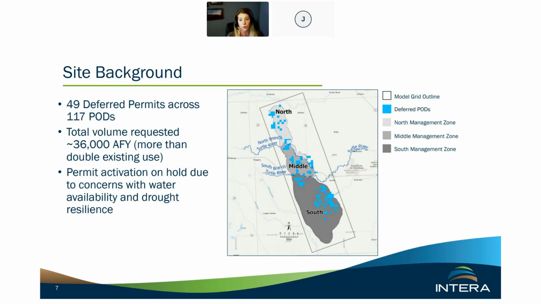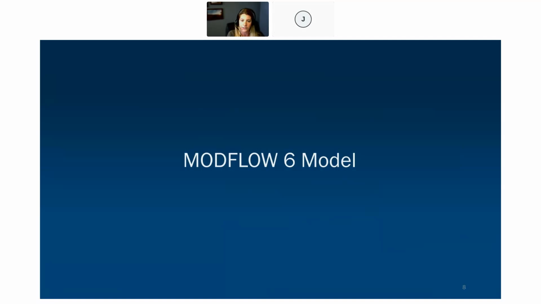The total volume requested across all of these permits is about 36,000 acre feet per year, so more than double the existing water use. So there's a high demand right now for this aquifer. And permit activation is on hold due to concerns with water availability and drought resilience. And so that's really the main problem in question that is set up for this aquifer, which we built a ModFlow 6 model to try to address these questions.